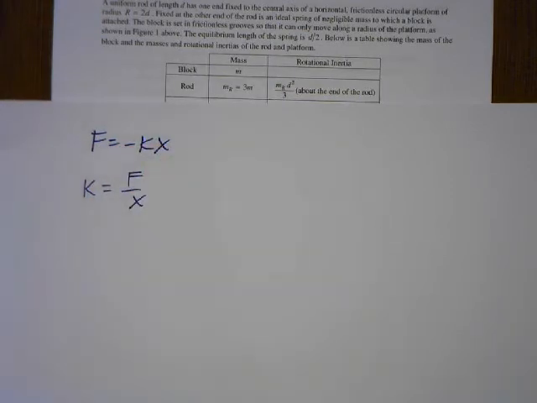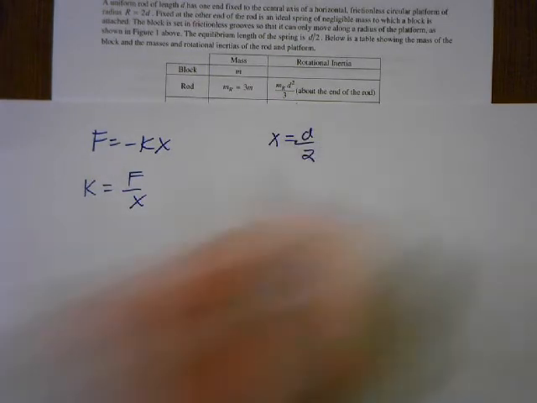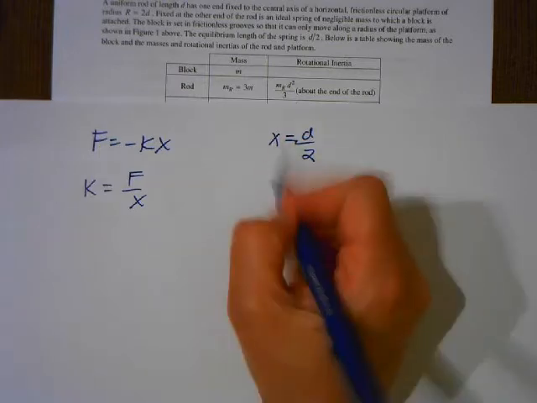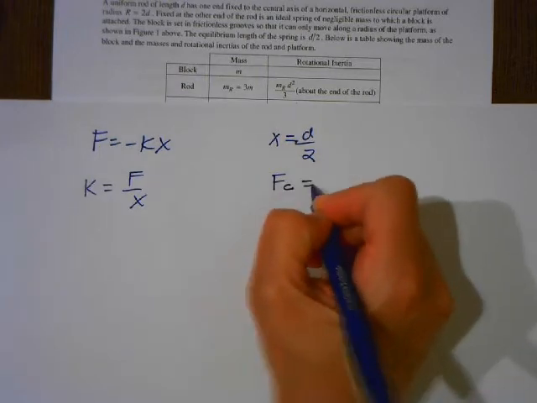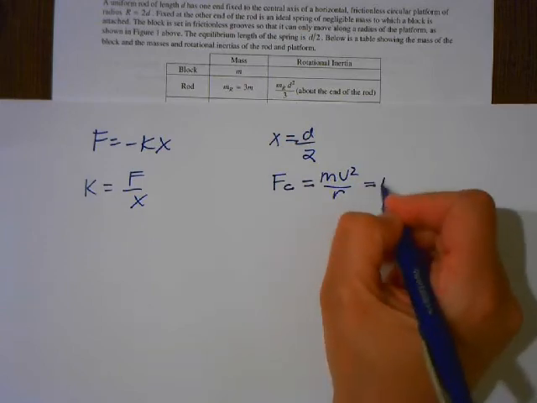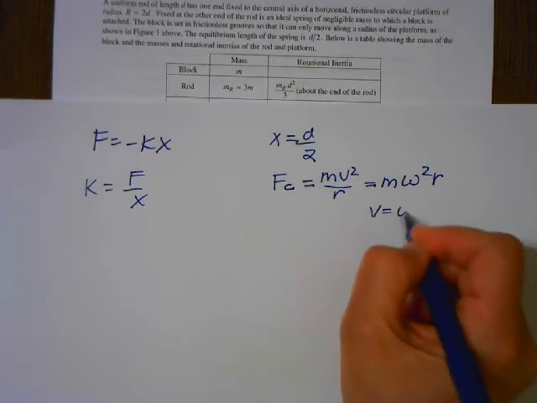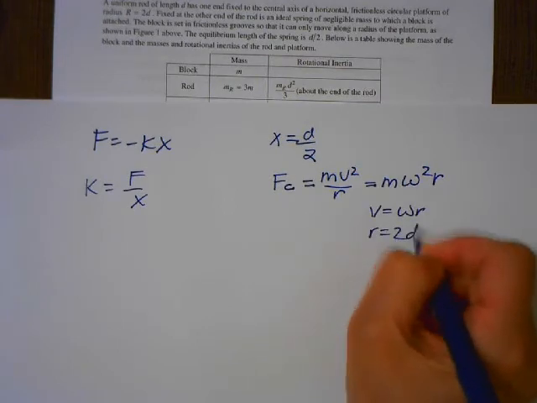Well, what do we know? We know that x is equal to what? D over 2. What else do we know? Well, it's going in a circle, so the centripetal force is mv squared over r. We also know centripetal force is m omega squared r. Remember, v is equal to omega r, and r is equal to 2d.